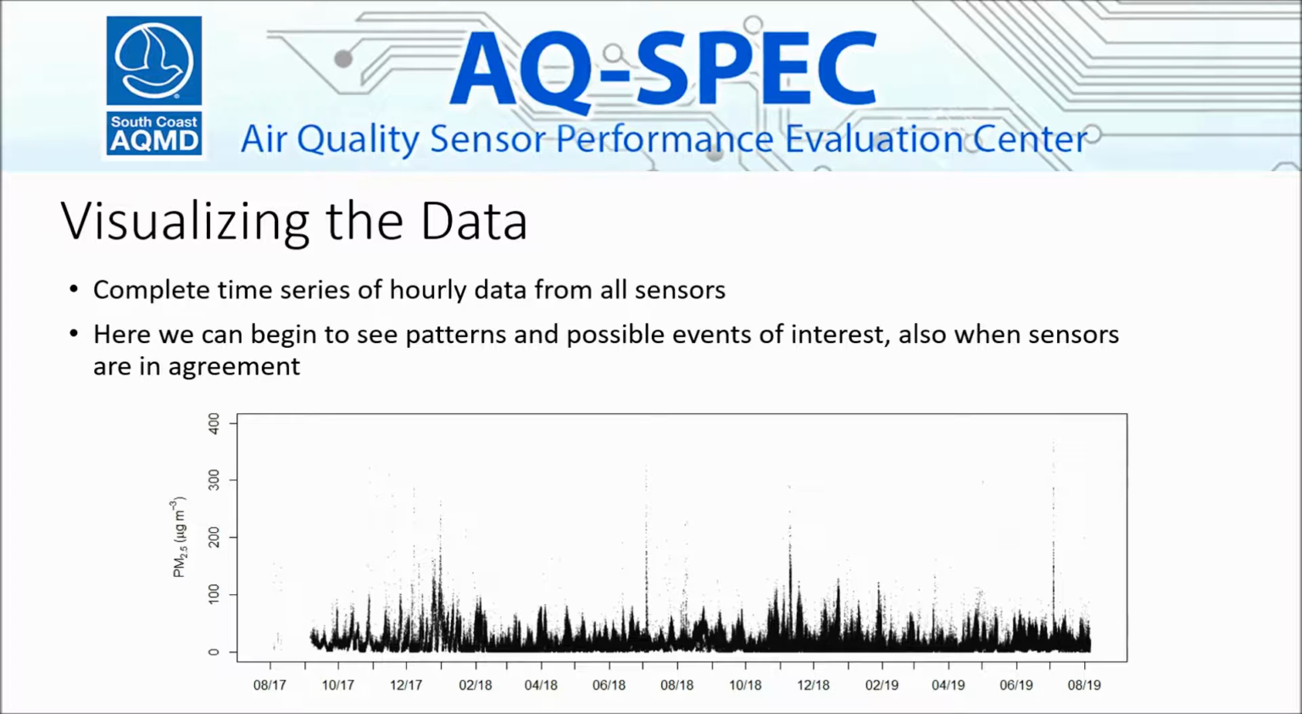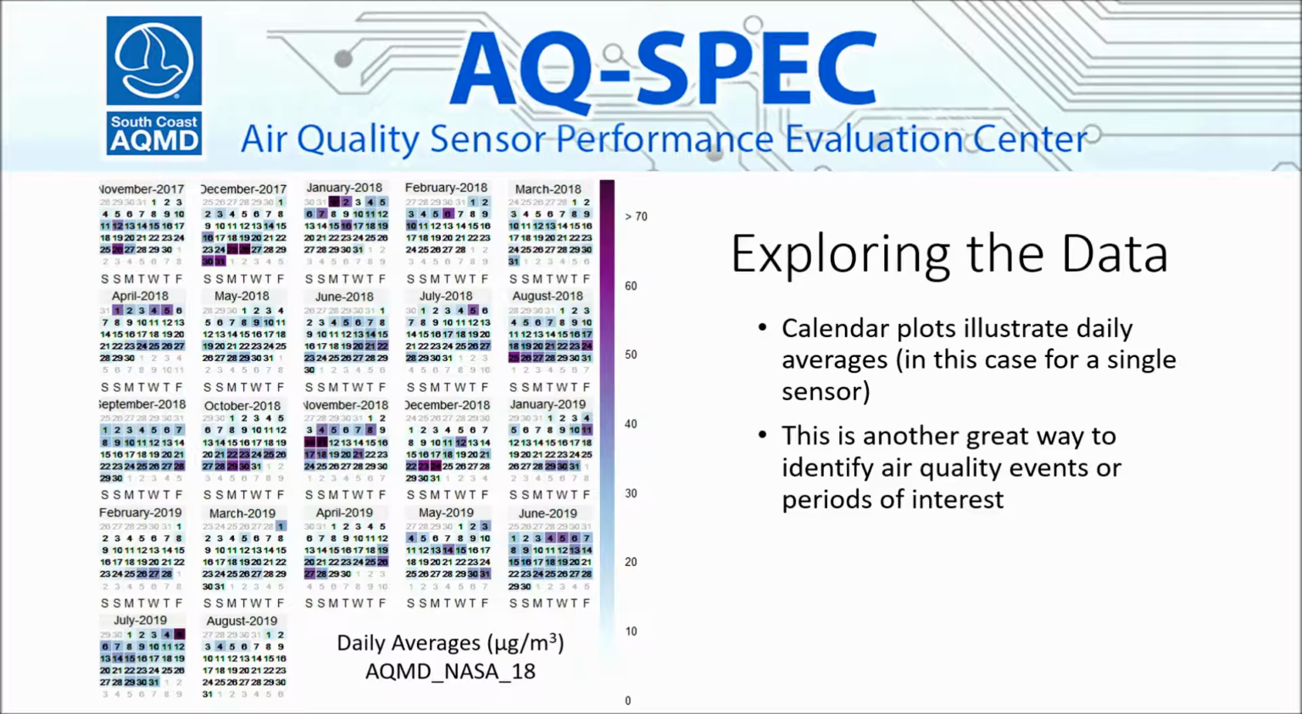4th of July, fireworks, exactly. So 2 years, both in 2018 and 2019, we can see the emissions from the 4th of July fireworks, in addition to other events. So here we're showing a calendar plot.